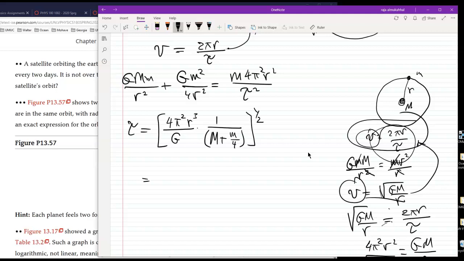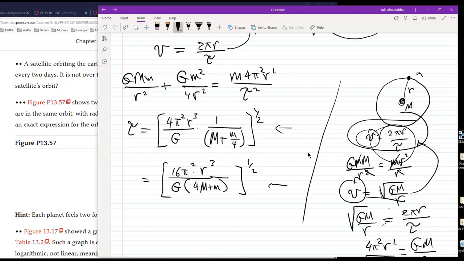And then you plug in the numbers that he gives you. I'm sorry, he didn't give us any numbers. You can stop right here and that'll be the end of it. I went one step further and my final answer looks like this: 16 pi squared r cubed over G times (4M plus m). Again, whichever answer is probably correct. And there we go. We have that. Got it?